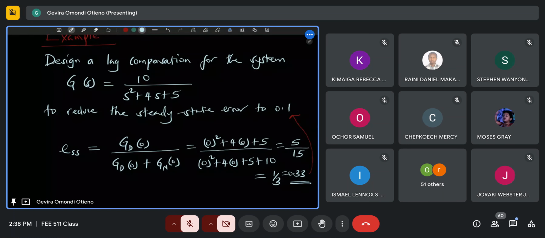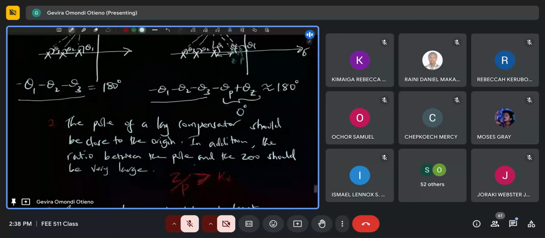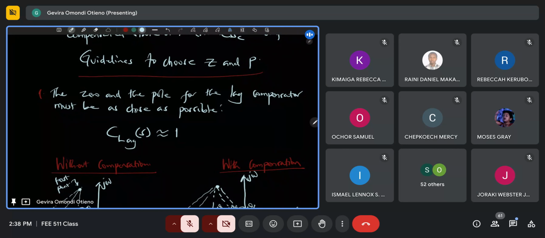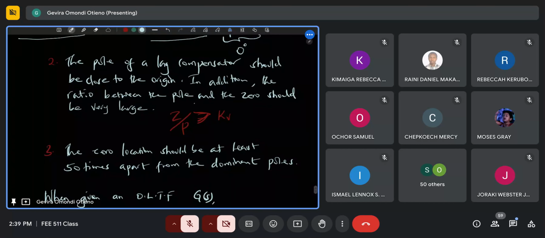So to reduce it, first of all, remember the conditions here. These three conditions. Number 1, the 0 and the pole for the lag compensator must be as close as possible, so that the transfer function is approximately equal to 1. Number 2, the pole has to be as close to the origin as possible. And number 3, the 0 location should be at least 50 times apart from the dominant pole.